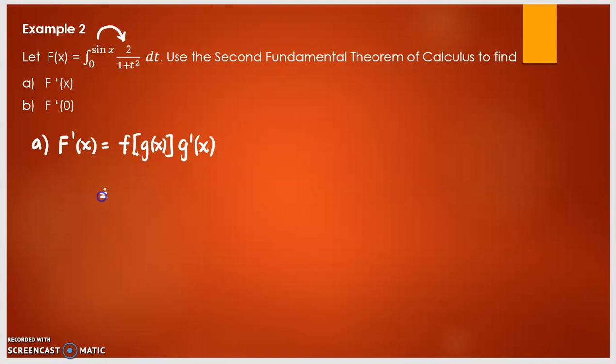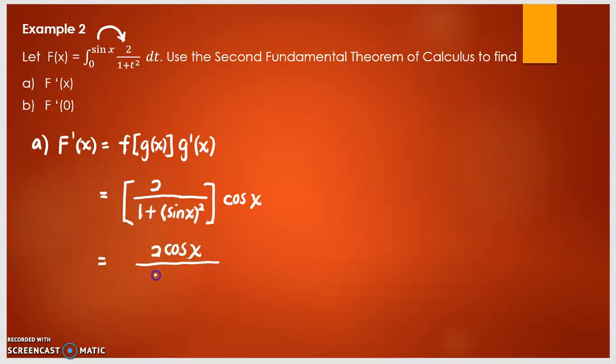So from here, we should have 2 over 1 plus t, and we will substitute t with sine x, so it's sine x squared. So this one, we substitute g(x) and then differentiate g(x). Our g(x) is sine x. Differentiate sine x, we should get cos x. So finally, I try to simplify: 2 times cos x, 2 cos x, over 1 plus sine squared x. So this is the answer for A.